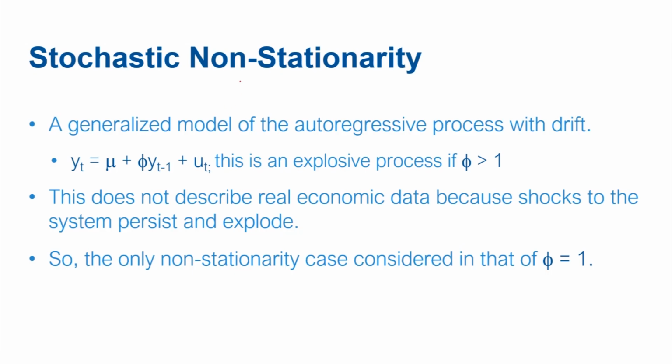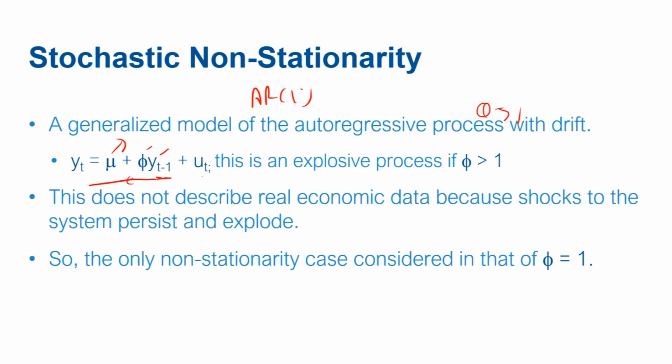Think of a generalized autoregressive AR(1) process like this: yt equals mu plus phi yt minus 1 plus mu t. Mu here represents the drift and yt minus 1 is the autoregressive term with its coefficient phi. Now, what would happen if phi is greater than 1? This would become an explosive process because each of the previous terms has an accumulative impact which is increasing.